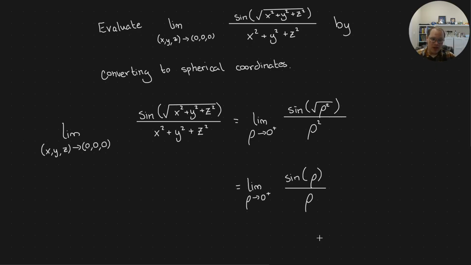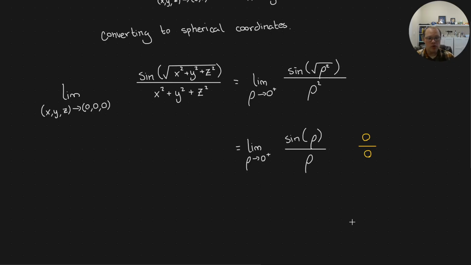Okay, but calculus 1 was a long time ago. If you don't remember this, we can use L'Hopital's rule here. If I just plug in 0, sine of 0 is 0 on top, and on bottom, of course, I also get 0. That's a L'Hopital indeterminate form, so I could use L'Hopital's rule. So derivative of sine of rho, cosine. And in the denominator, derivative of rho is just 1.